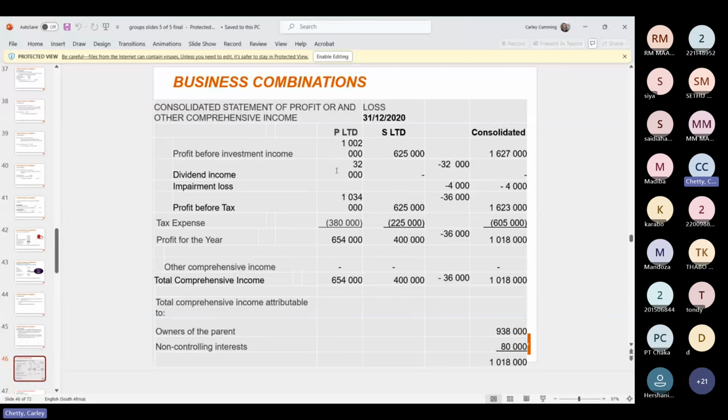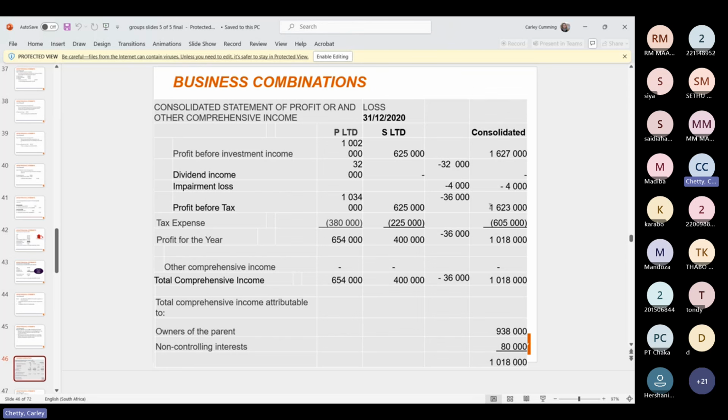Where we have dividend income, remember P received a dividend of 32,000 from S, but we eliminated that by processing the pro forma journal entry. So in the consolidated column, that is zero. Then we had an impairment loss. So remember, the goodwill is shown in the statement of financial position, but the impairment loss is shown here in the consolidated statement of profit or loss. Then we have our profit before tax item. So we have 1,034,000 for P and 625,000 for S. This 36,000 is the total of those two pro forma journal entries.